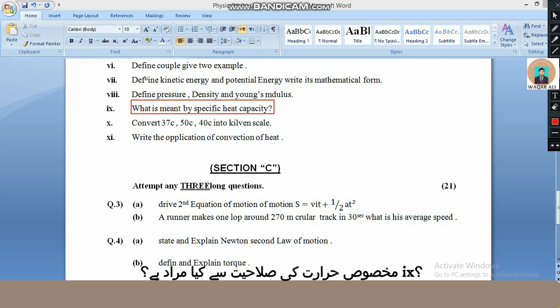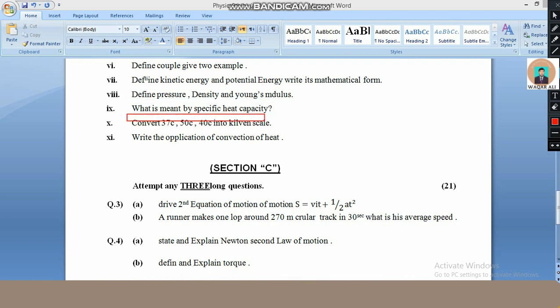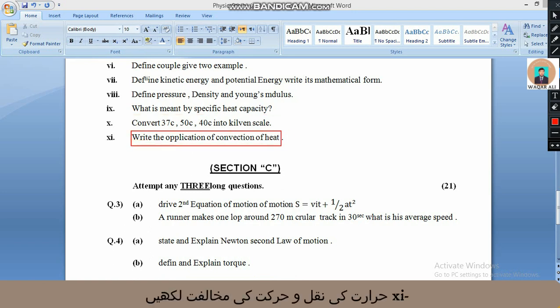8. Define pressure, density and Young's modulus. 9. What is meant by specific heat capacity? 10. Convert 37 C, 50 C, 40 C into Kelvin scale. 11. Write the application of convection of heat.